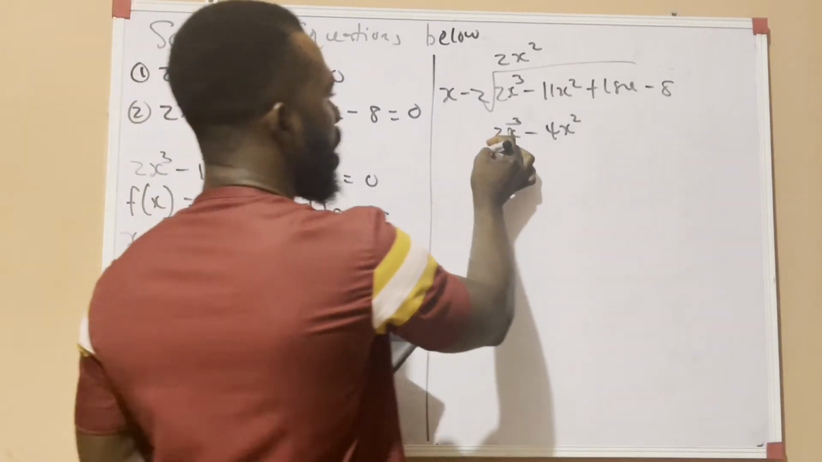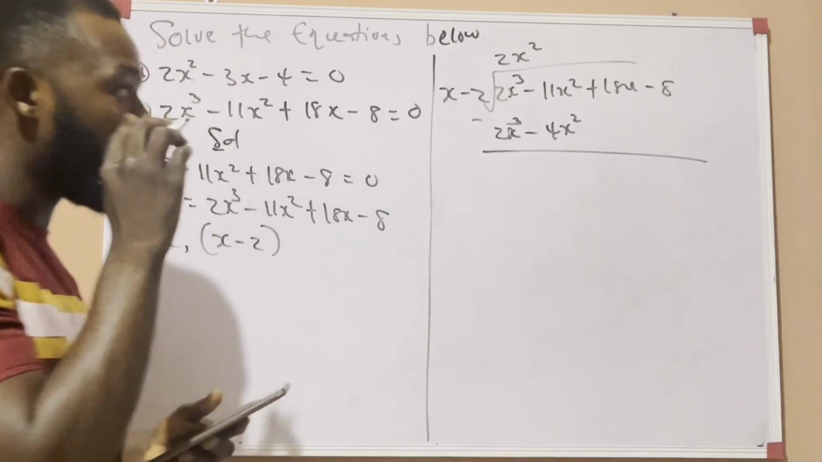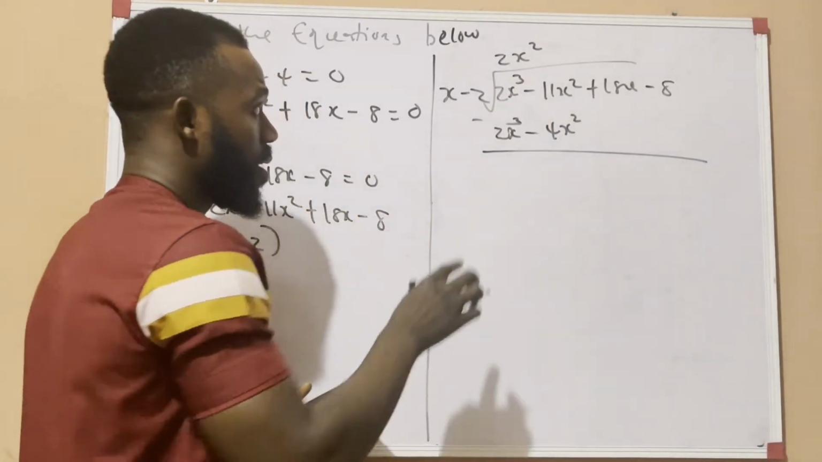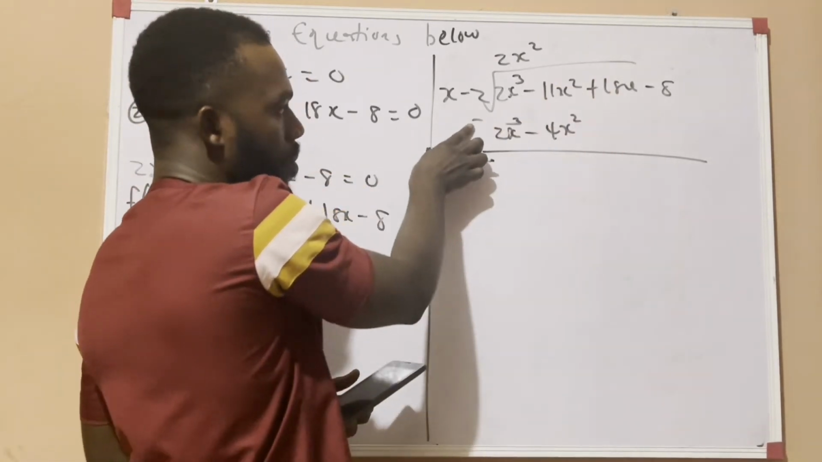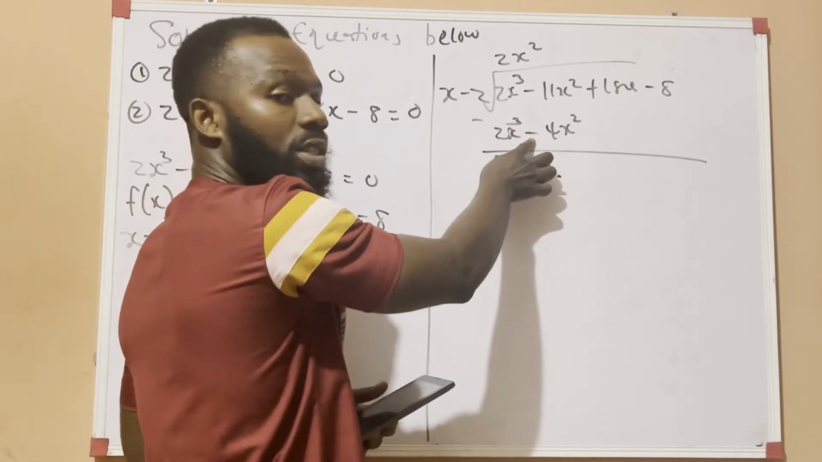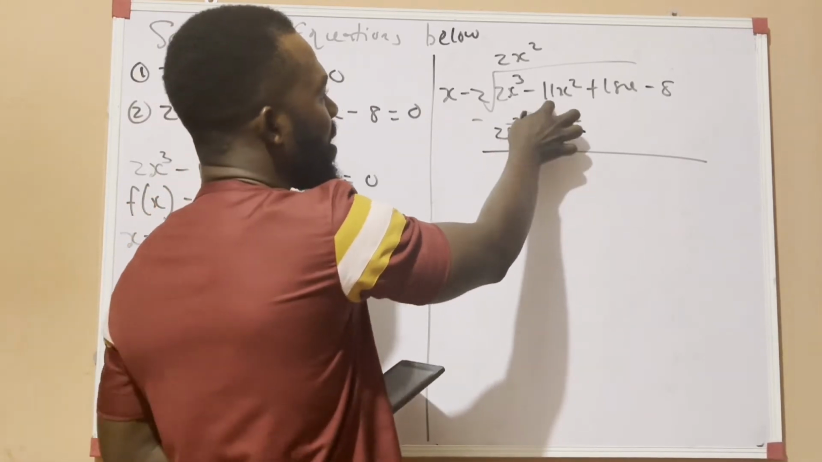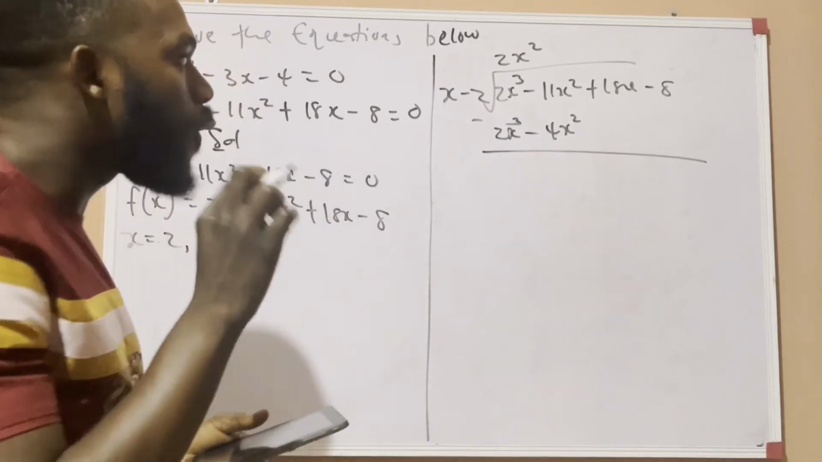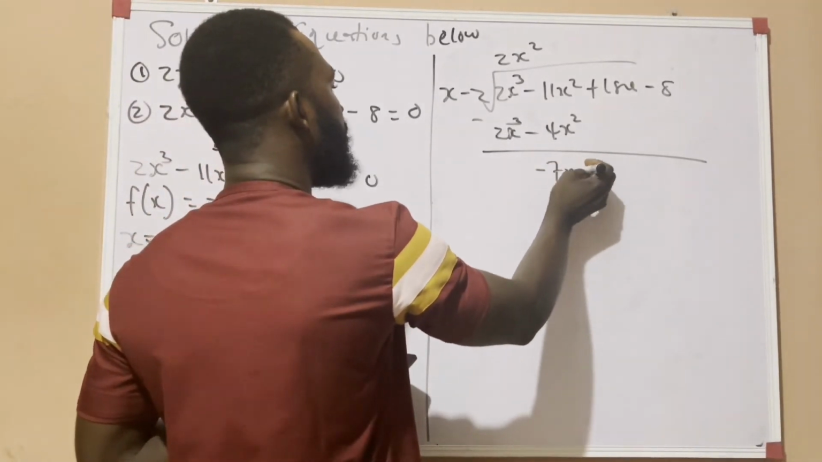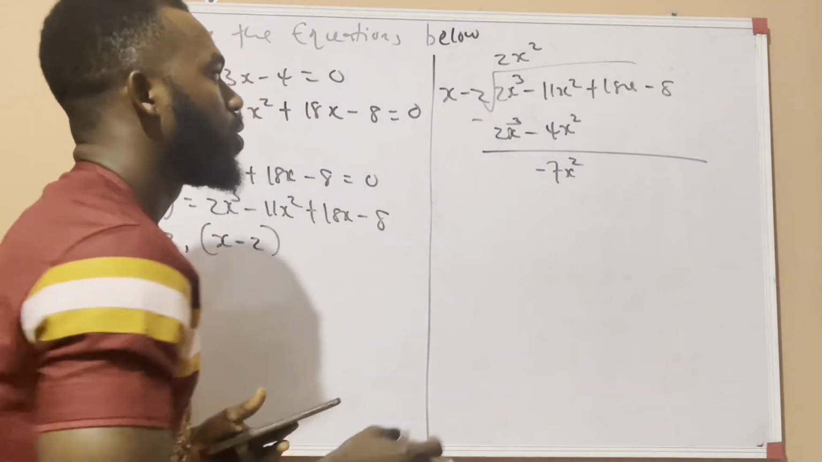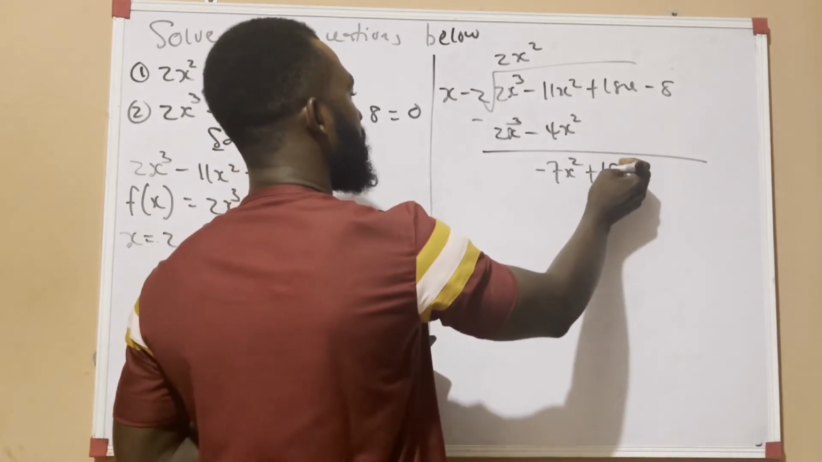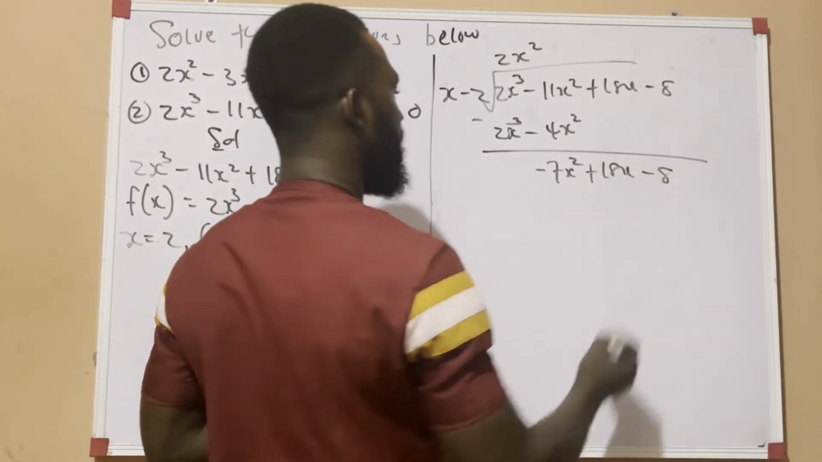Alright, so what we are going to do now, we are going to minus. 2x cubed minus 2x cubed is 0. Okay, now minus 11x squared minus 4x squared. Now minus times minus is plus. So now minus 11x squared plus 4x squared will give us minus 7x squared. Since there are no numbers here, we're going to bring down our plus 18x and we're going to bring down our negative 8.